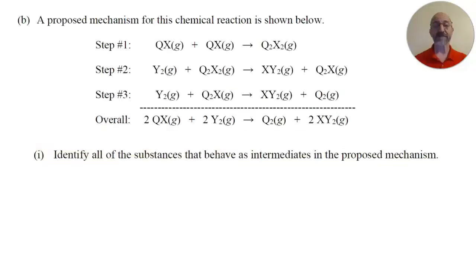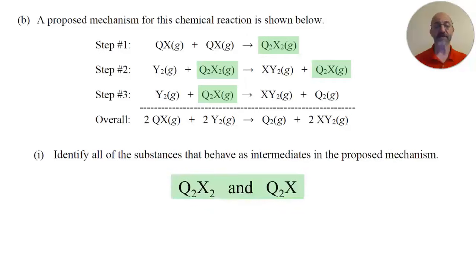Let's go ahead and start with step 1, and we can see that substance Q2X2 appears as a product in step 1, and then also is consumed as a reactant in step 2. So that's an intermediate. And then looking on the right side of the equation in step 2, we can see that substance Q2X is produced as a product in step 2, and is also consumed as a reactant in step 3. So those 2 substances are going to be our intermediates, and that would be Q2X2 and Q2X.